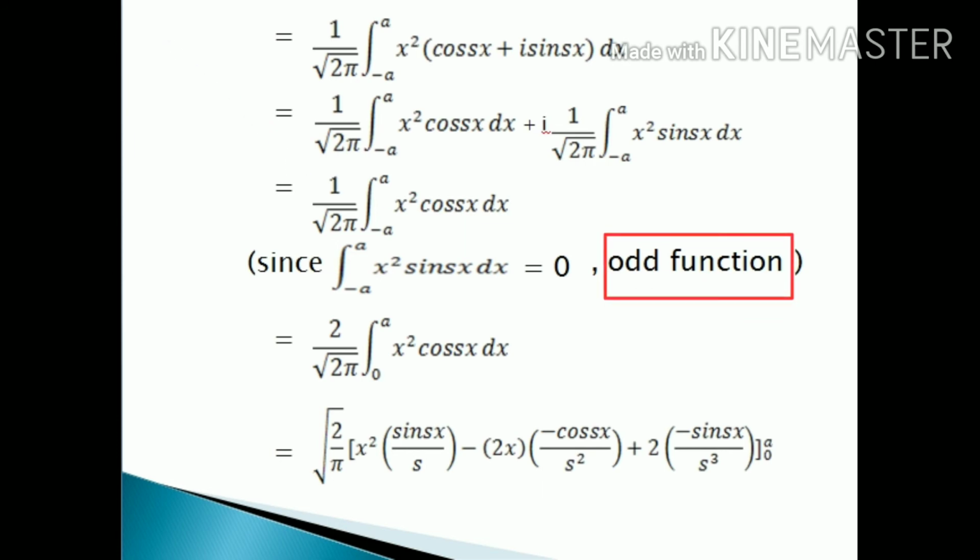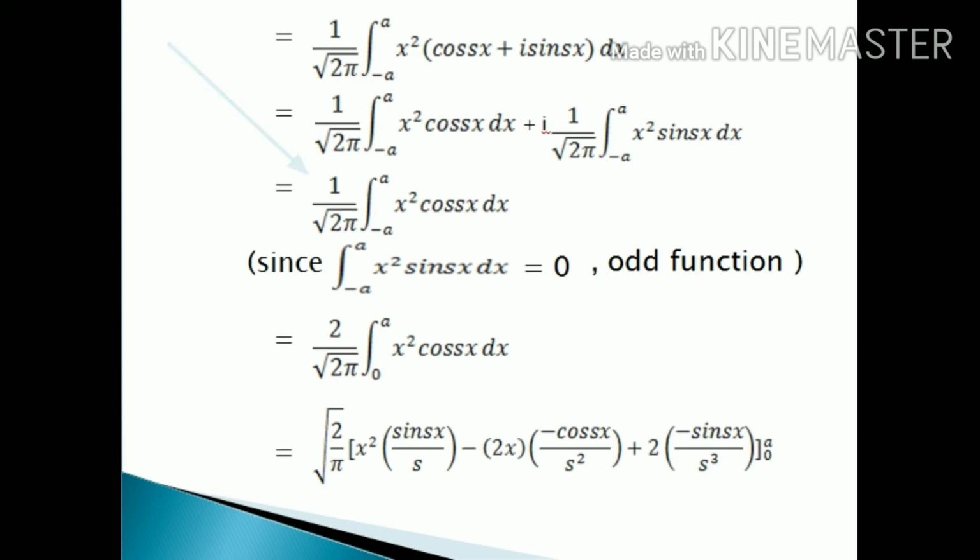That is equal to 2/√(2π) ∫ from 0 to a of x squared cos sx dx. Why do we have to write it like this? The reason is, here x squared is an even function and cos sx is an even function. The product of these two functions is once again an even function. That's why the integral from −a to a can be written as 2 times the integral from 0 to a. That's the reason behind that, right?